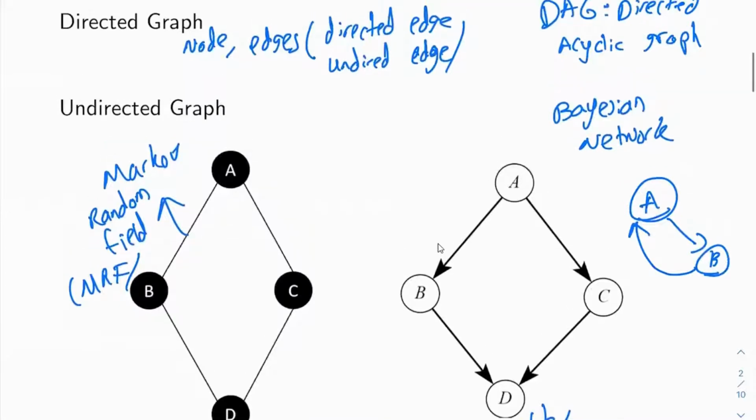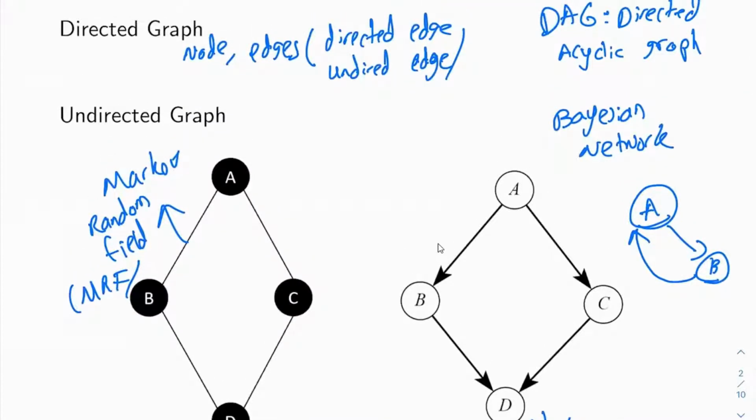The DAG is also called a Bayesian network. It has nothing to do with Bayes' law, but it's called a Bayesian network. So these two terminologies are the same. Now, there are some differences between a Bayesian network and a causal network. It doesn't have to be causal, but for now, we are not going to get there.